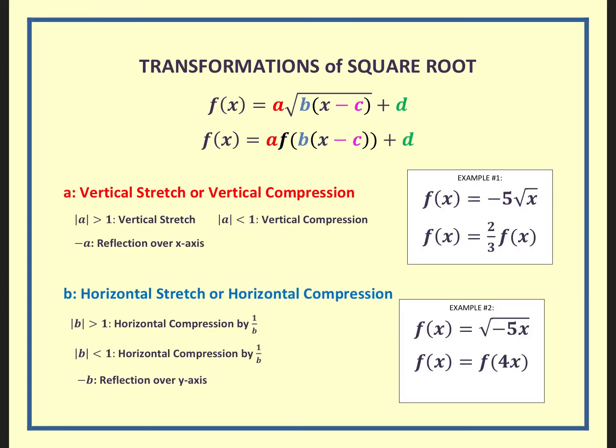So first we're going to start looking at these transformations, and we have 4 letters, A, B, C, and D. Each one does something very different. If the number is in front of your square root or in front of your function, so this is in equation form, this is in function notation. Function notation has that f of x, but the letters still do the same thing. If it's in front, like you see here, this is going to cause a vertical stretch or vertical compression. So A is always vertical.